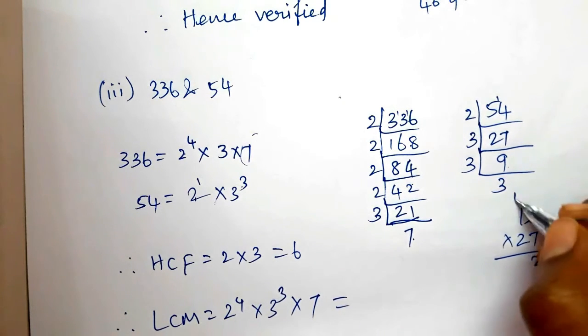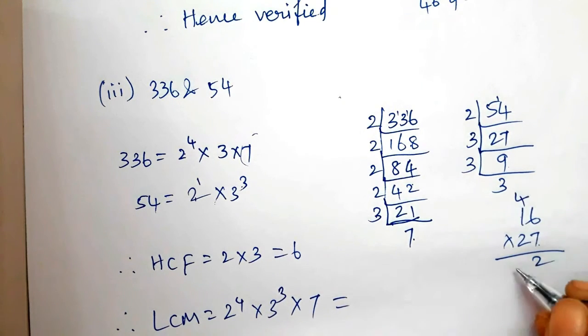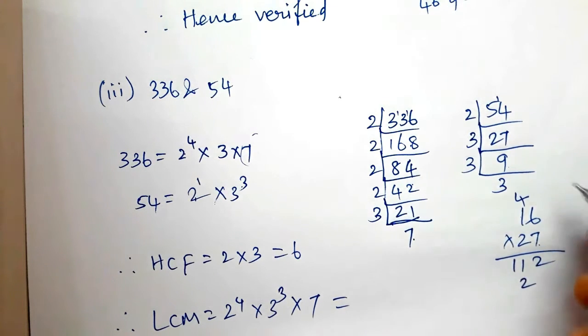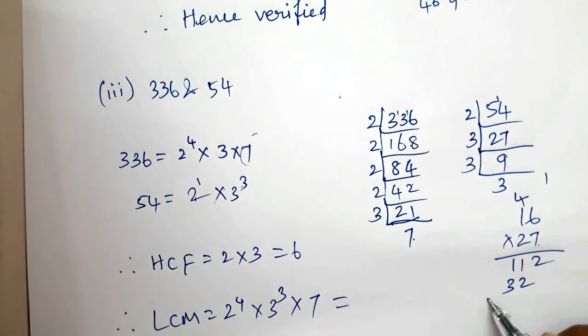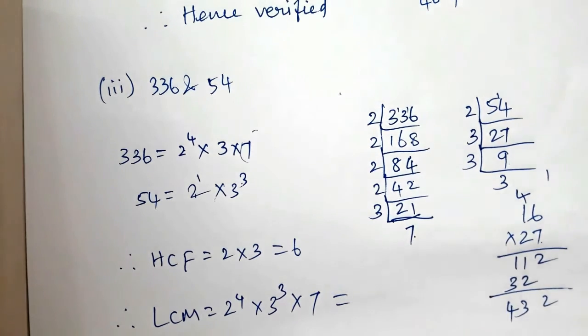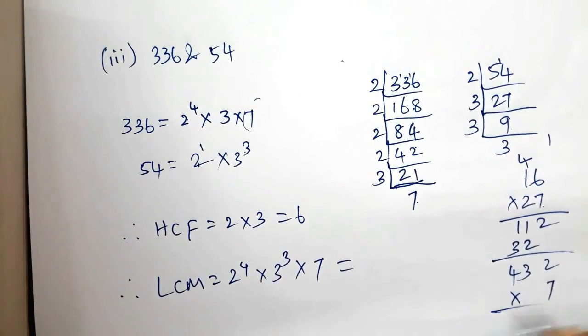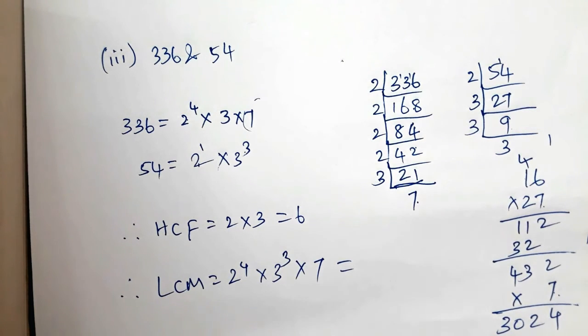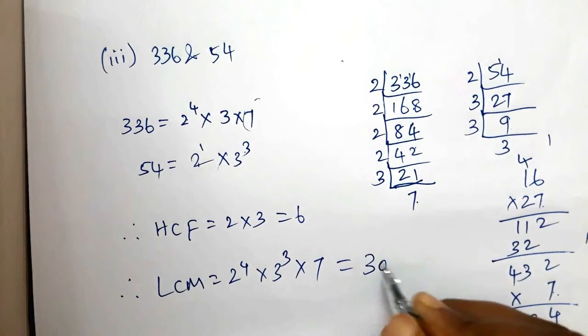7 6s are 42, carry over 4, 7 1s are 7, 7 plus 4 11. 2 6s are 12, put 2, carry over 1, 2 1s are 2, 2 plus 1 3. Now do the addition here. 2, here 3, here 4. Now 432 into 7. 7 2s are 14, carry over 1, 7 3s are 21, 21 plus 1, 22, carry over 2, 7 4s are 28, 28 plus 2, 30. Now our LCM is 3024.